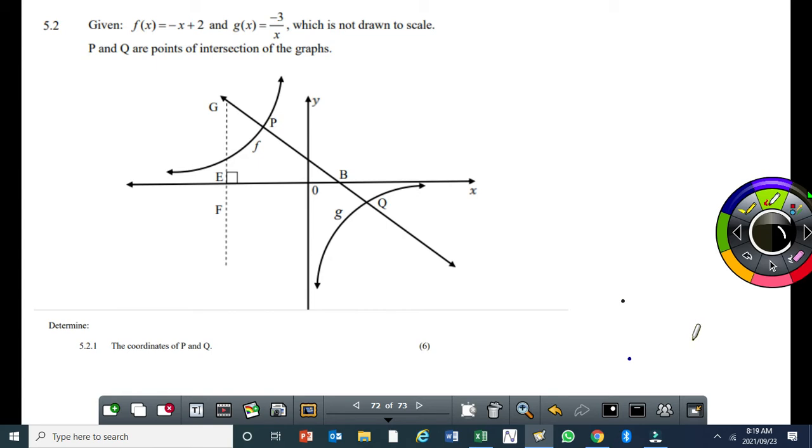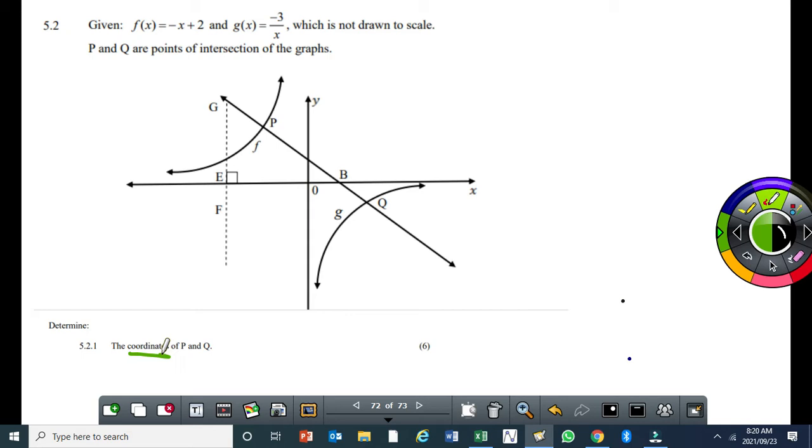Okay, this sketch here is not drawn to any specific scale. So don't make any assumptions. The question says we need to determine the coordinates of P and Q. I'm going to emphasize this because of the mistakes that took place. If you get a question saying determine coordinates, you need to write your answers as ordered pairs, an x value and a y value for that specific point.